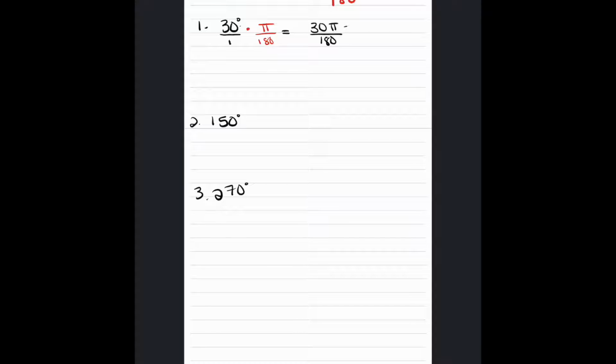So right away I see that these can both be divided by 10. 30 divided by 10 is 3. I keep the pi. 180 divided by 10 is 18. This can be reduced even further by dividing by 3. 3 divided by 3 is just 1. Keep the pi. 18 divided by 3 is 6. So 1 pi over 6, or you could just write pi over 6 and drop that 1. So 30 degrees as a radian would be pi over 6, or 1 pi over 6.